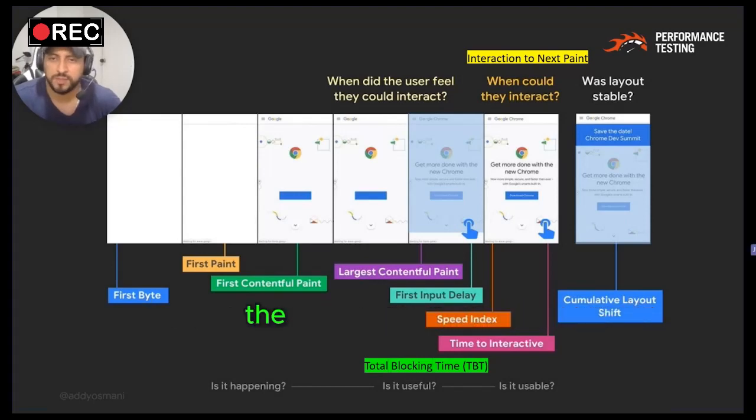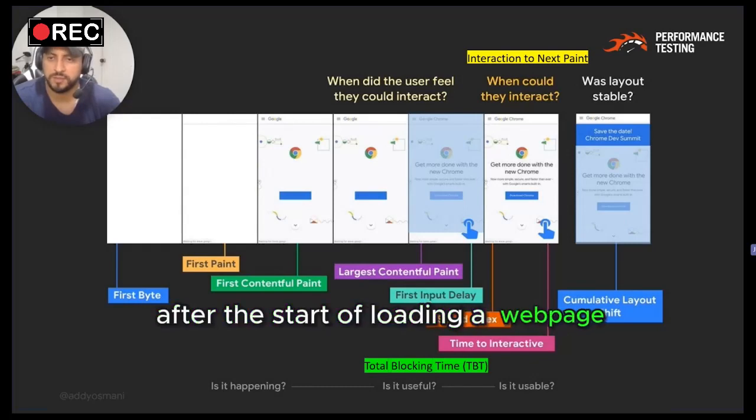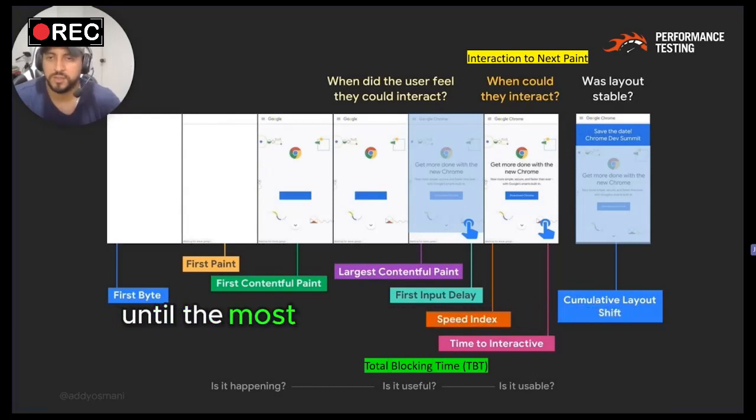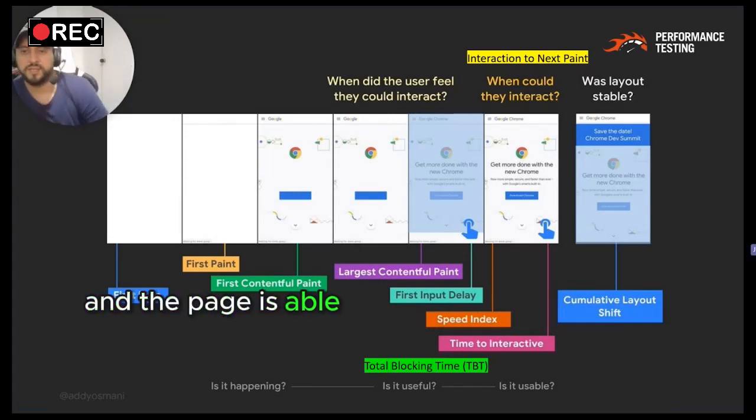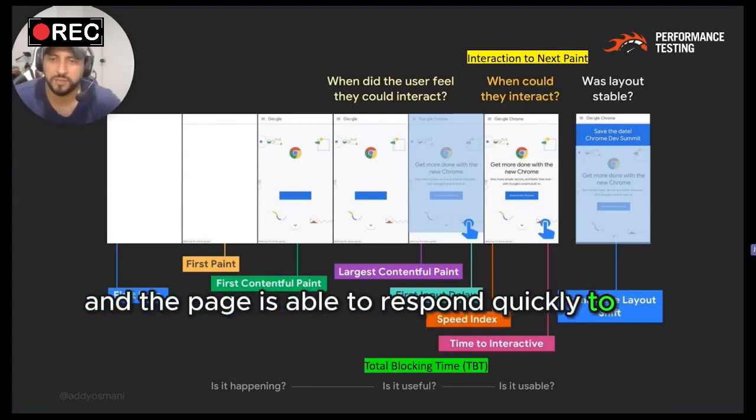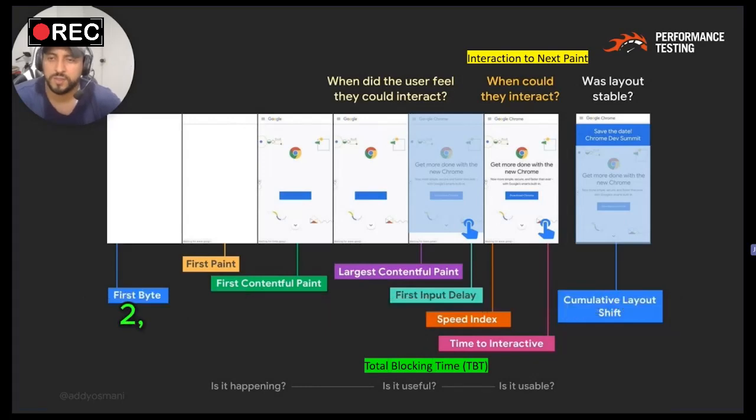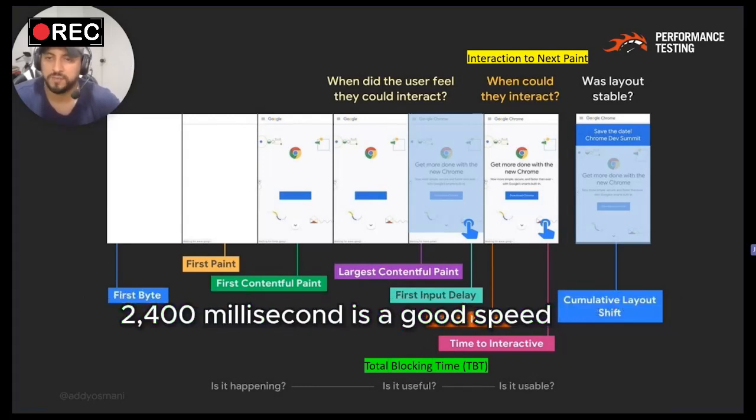As we mentioned, the Time to Interactive tells us how long it takes after the start of loading a web page until the most important sub-resources, like third-party resources, are loaded and the page is able to respond quickly to user input. 2400 milliseconds is a good speed for this.